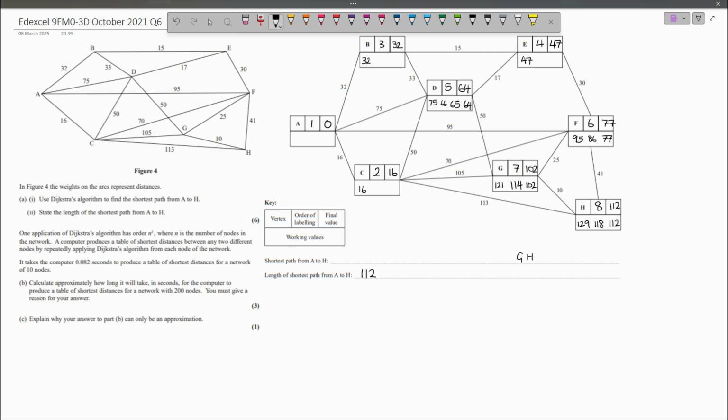I'm going to backtrack to G. 102 subtract 25 is 77. So I'm going to get F. 77 subtract 30 is 47, so I'm going to have gone to E before F. 47 subtract 15 is 32, so I'm going to get a B. And 32 subtract 32 is 0, so I'm going to get A. So the shortest path is A, B, E, F, G, H.